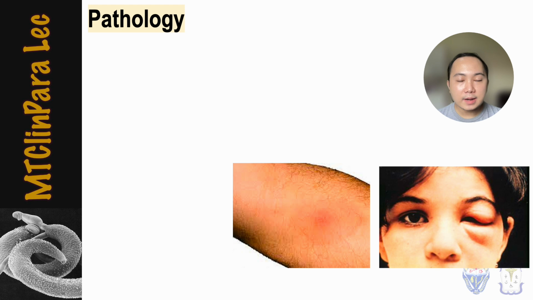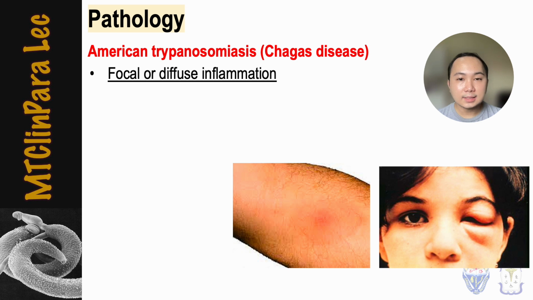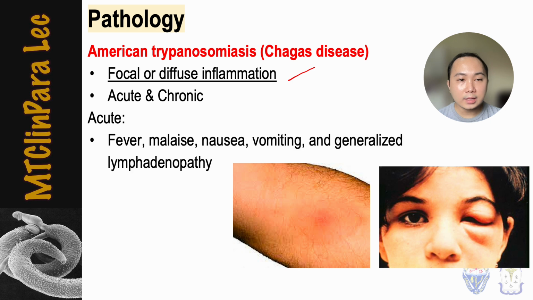So, the pathology behind Trypanosoma cruzi is, again, what we call American trypanosomiasis or Chagas disease. Chagas disease is divided into an acute and a chronic type. For acute, this is characterized by a focal or diffuse inflammation. Usually, the non-specific target of this particular parasite is the myocytes of our heart, or the tissue cells within our myocardium. Usually, the non-specific symptoms are associated with fever, malaise, nausea, vomiting, and general lymphadenopathy or enlargement of our lymphatic system or lymph tissues.